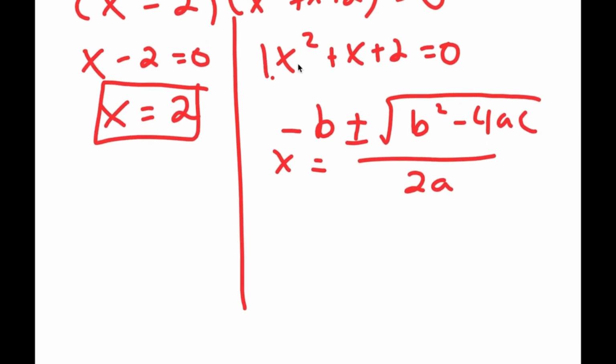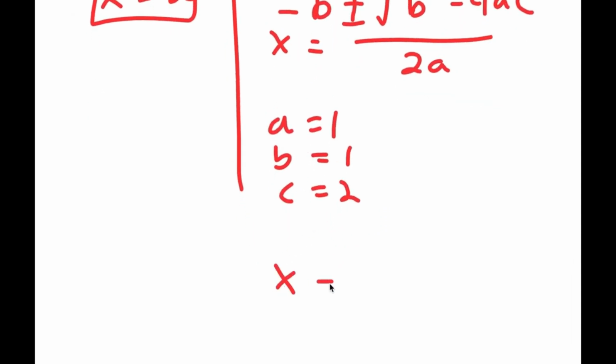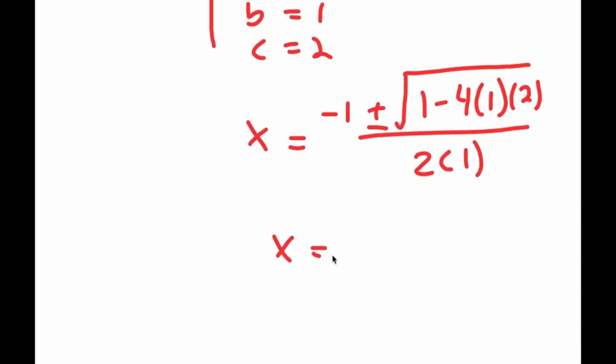So in this case, a is 1, b is 1, and c is 2. So I get x is equal to negative 1 plus or minus the square root of 1 squared, which is 1, minus 4 times 1 times 2 all over 2a. And now this is equal to negative 1 plus or minus the square root of 1 minus 8, which is negative 9. Or sorry, negative 7.